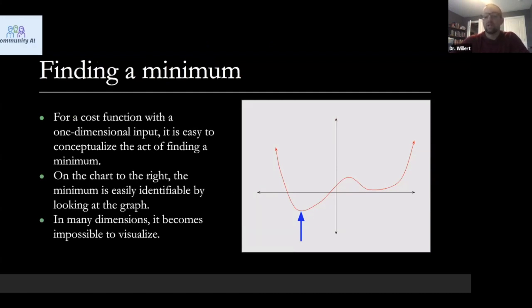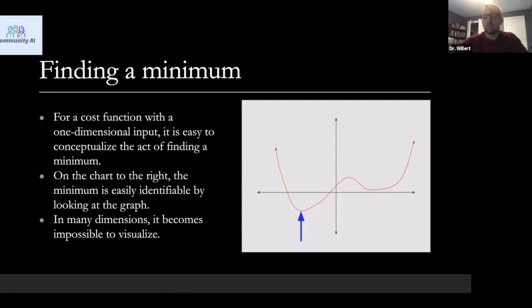In 1D, our cost function might look something like this red curve. If we just look at this curve, it's really easy to find the minimum. It's right there at the bottom where that blue arrow is pointing. Unfortunately, it's not always this easy.